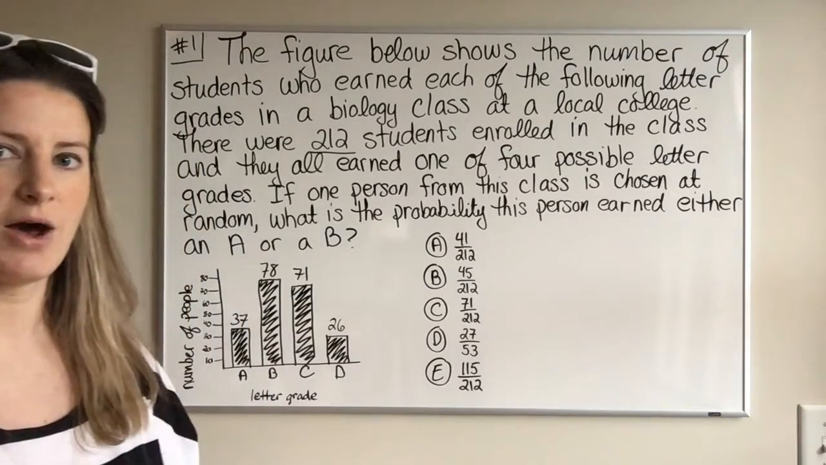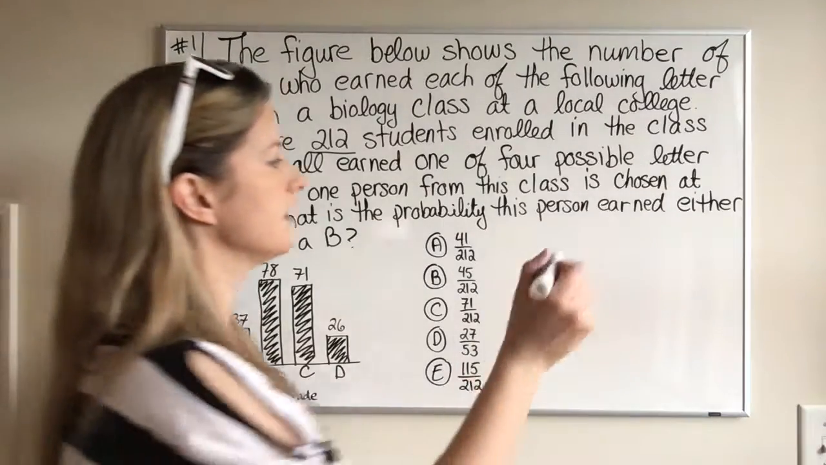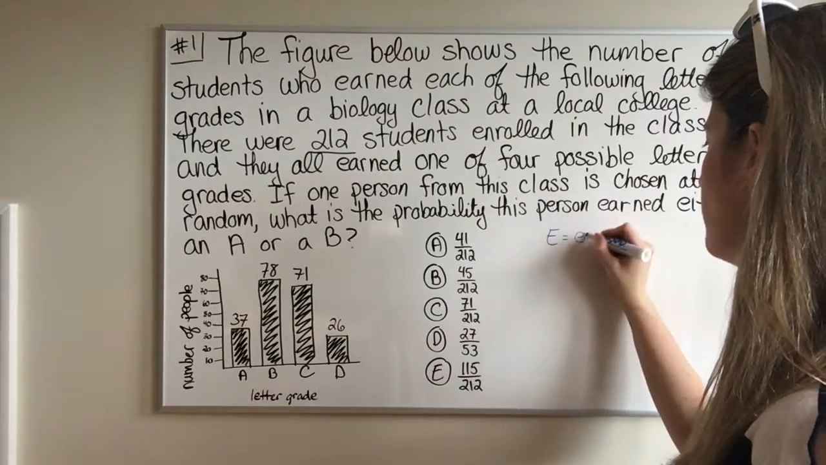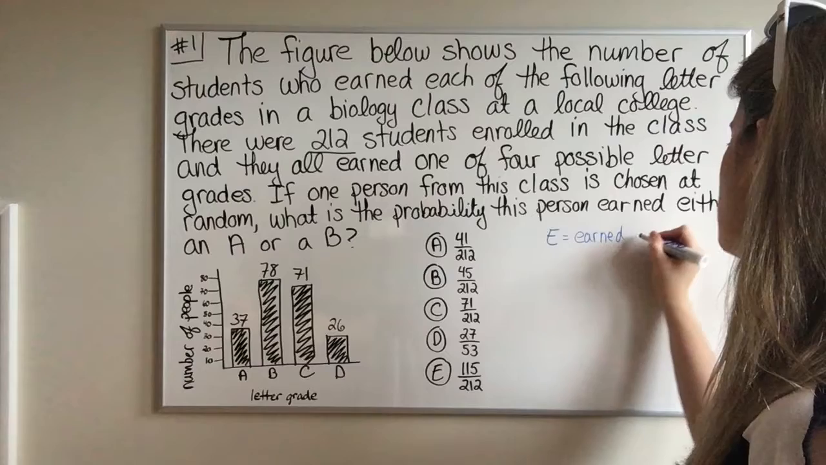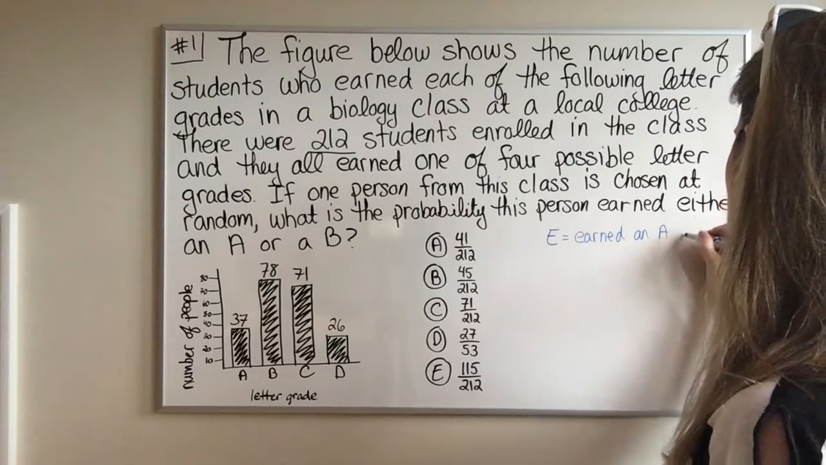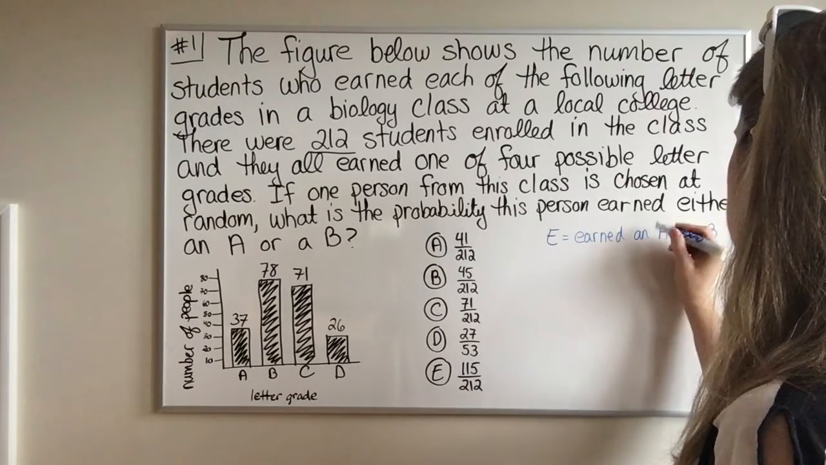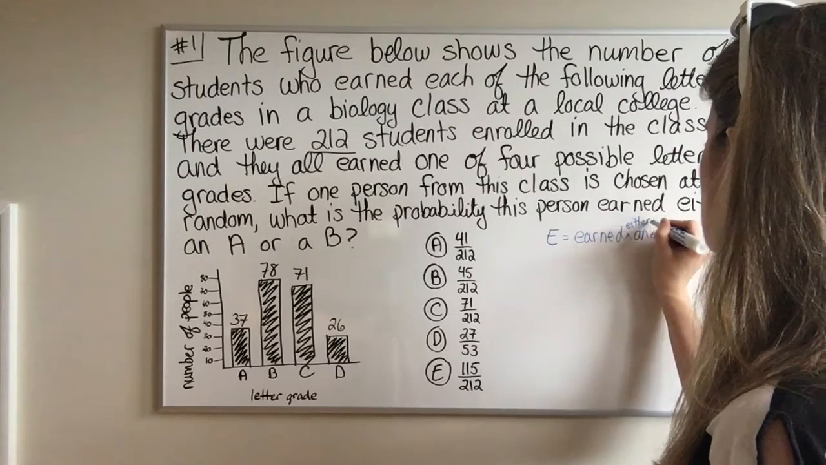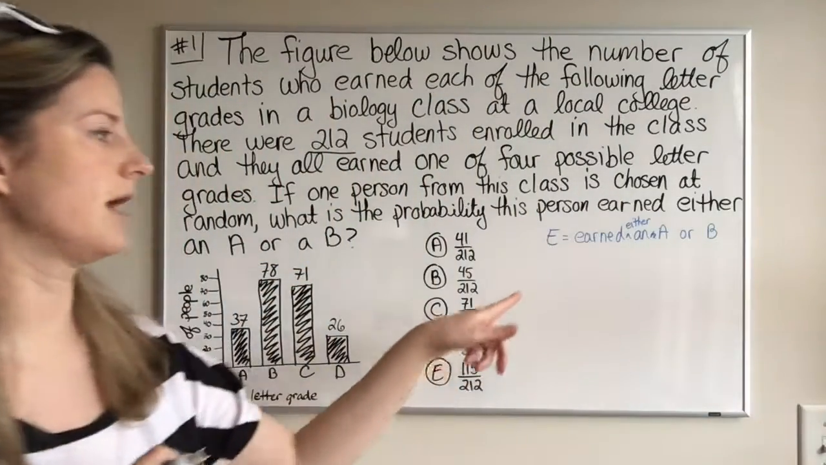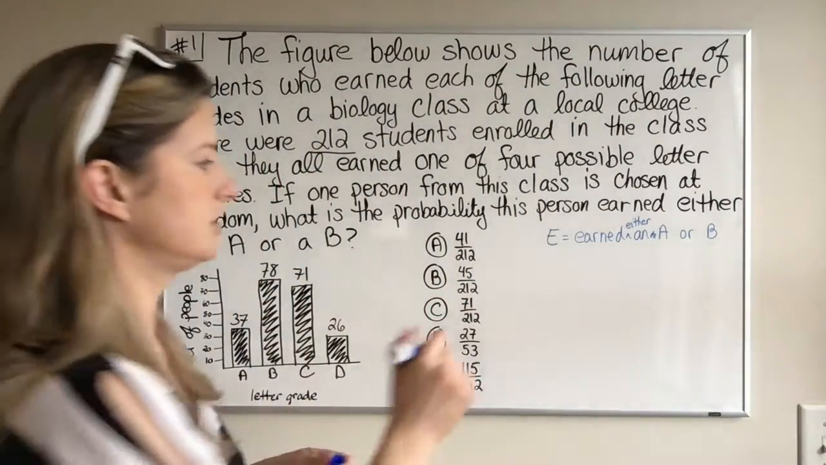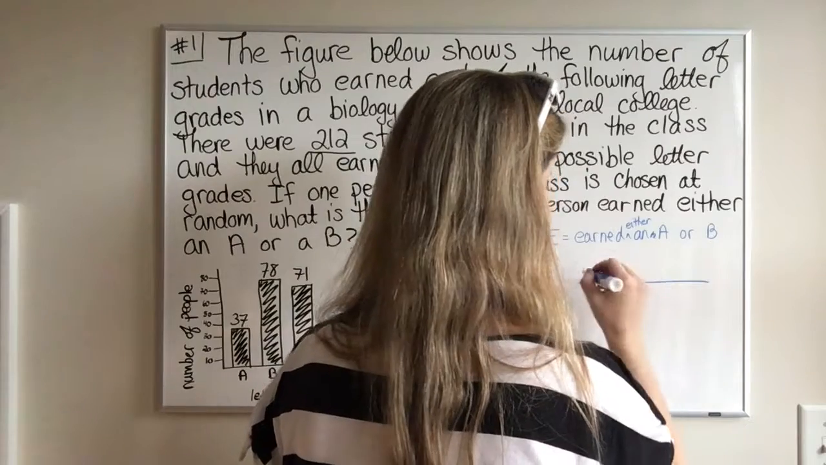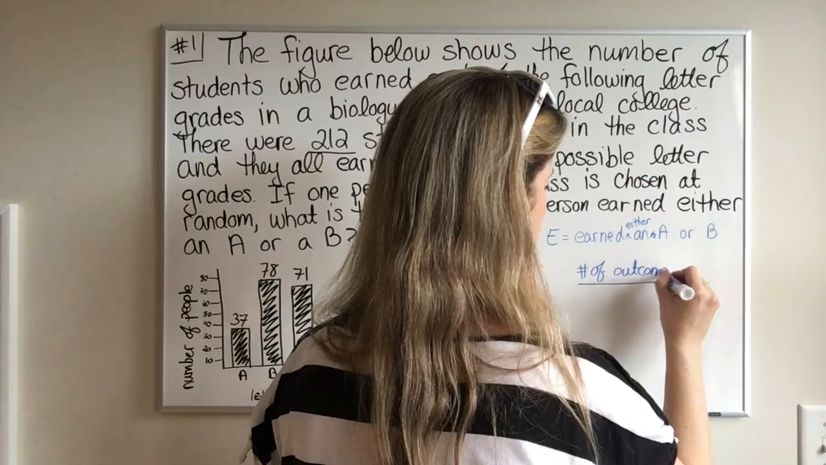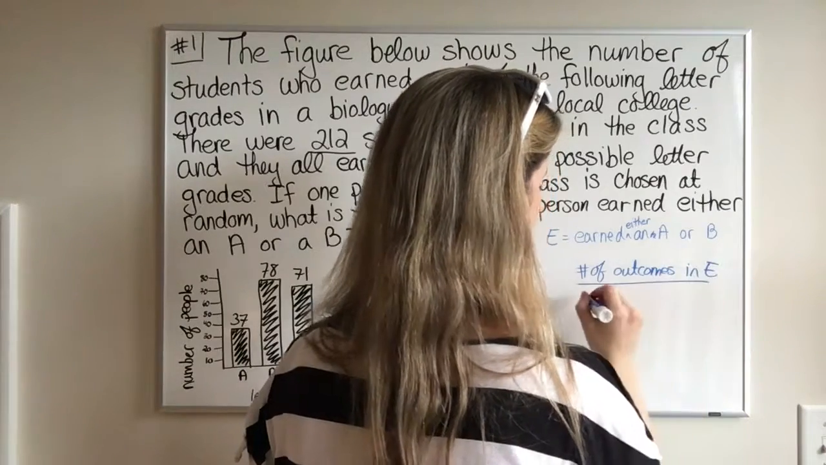So I want you to think back to how we calculate probability. The event that we're looking for is earning either an A or a B. So all we need to think about with probability is the number of outcomes in E over the total number of outcomes.